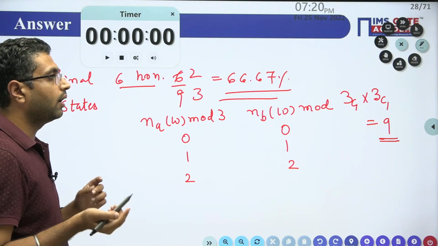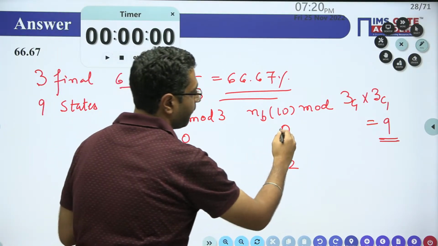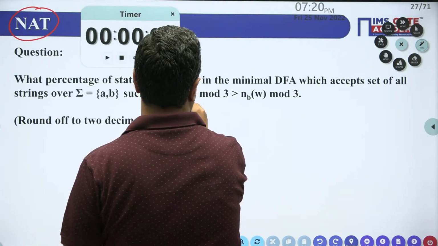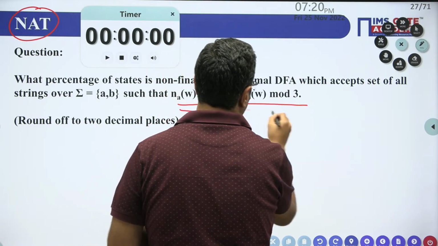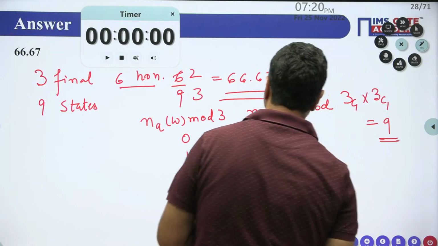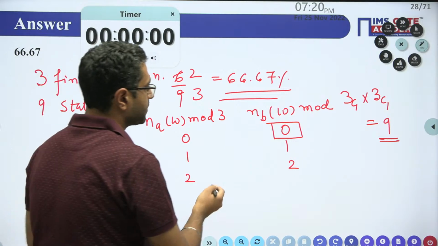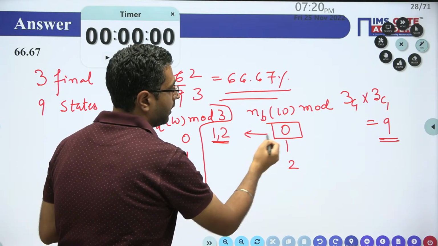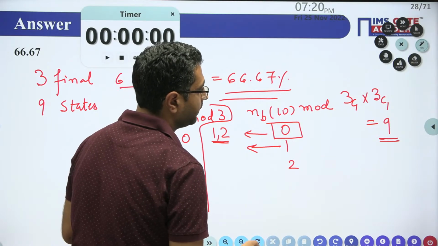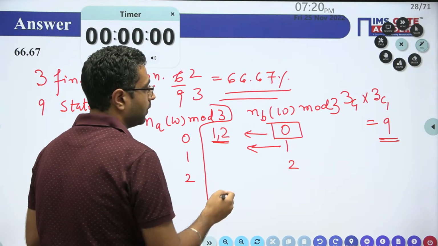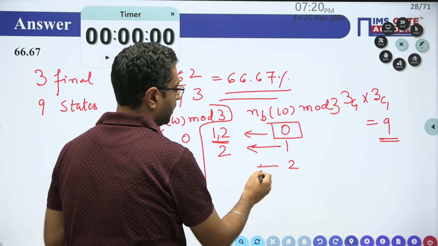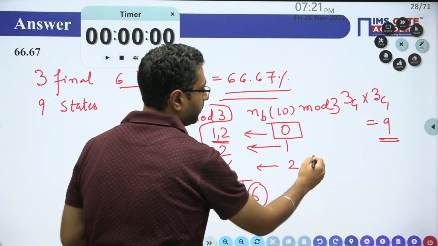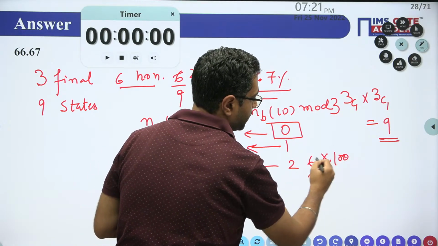Now let us try to find out how many states are final. Let us fix the B to 0. The question says number of A's mod 3 is greater than number of B's mod 3. So number of A's has to be greater. Now when B is 0, number of A's mod 3 can be 1 or 2. When number of B's mod 3 is 1, then A's can only be 2. When it is 2, number of A's mod 3 cannot take any value. So therefore we get 3 final states. That means 6 are non-final. You can simply answer it as 6 by 9 into 100, which is 2 by 3 into 100, right?